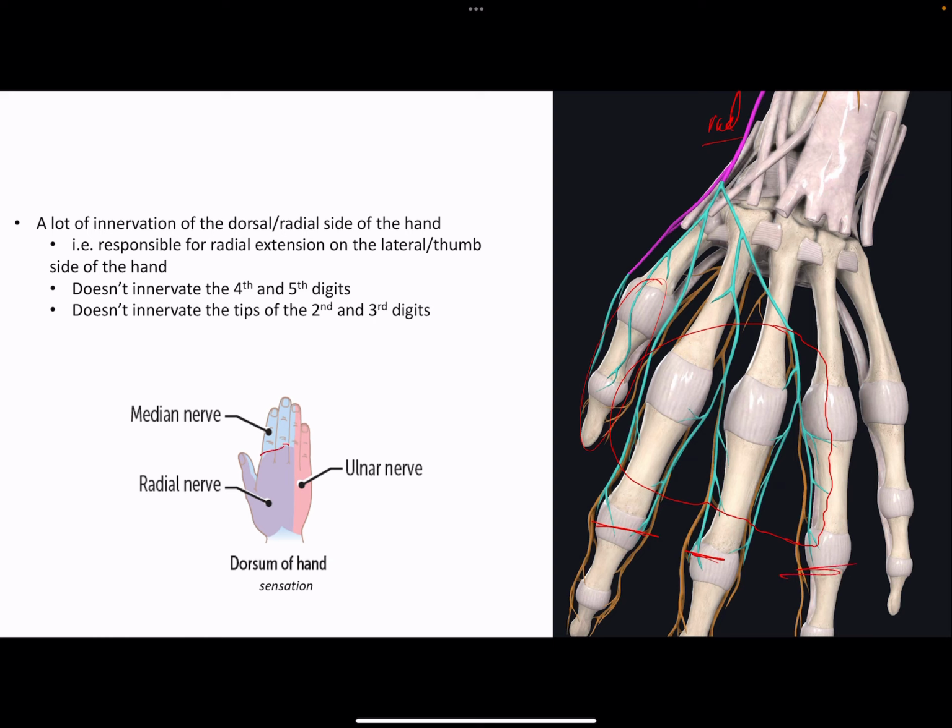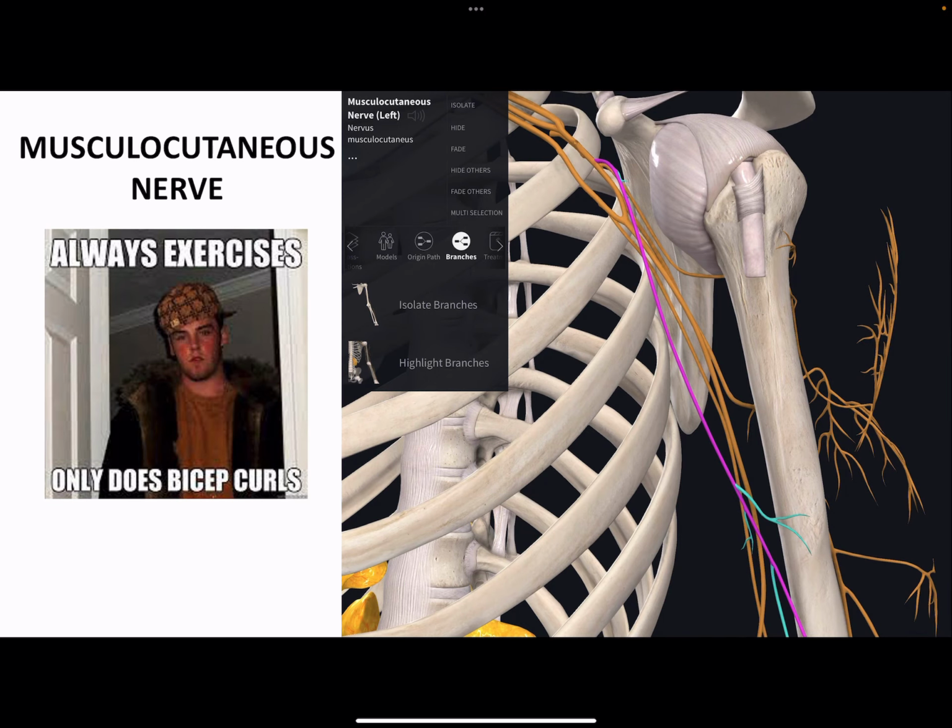It does not extend past this line, and it does not get the whole ring finger right there. It only gets the lateral side, the side closer to the radial bone. So basically, I would say the dorsum of your thumb is basically where the radial nerve sensation is going to be. Musculocutaneous, boom, biceps. Not just biceps though, no, sorry, it is just biceps and the brachialis.